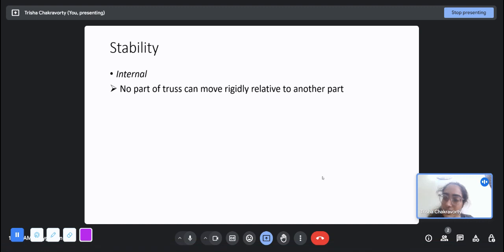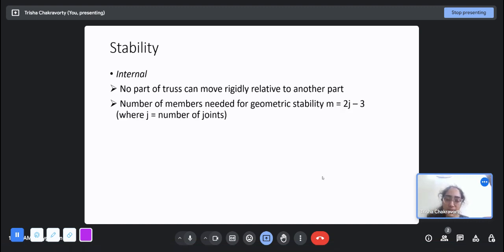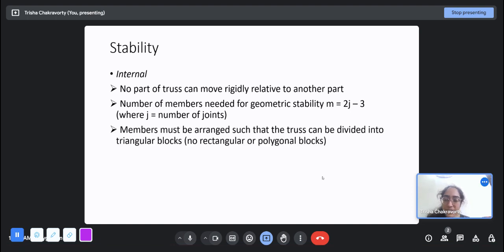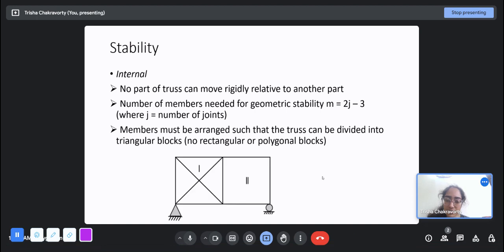And internal stability means no part of a truss can move rigidly relative to another part. Now this is a formula: the number of members required for geometric stability is 2j minus 3, where j is the number of joints, and the members must be arranged such that the truss can be divided into triangular blocks. This structure is externally stable because at the hinge there are two support reactions, and at the roller there is one support reaction. So externally it is stable, but internally this part can collapse upon itself.